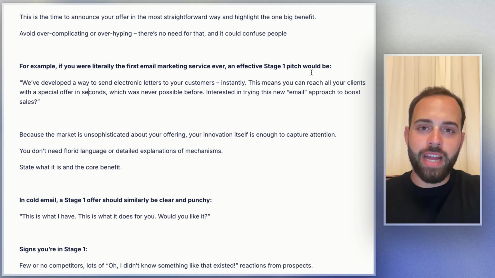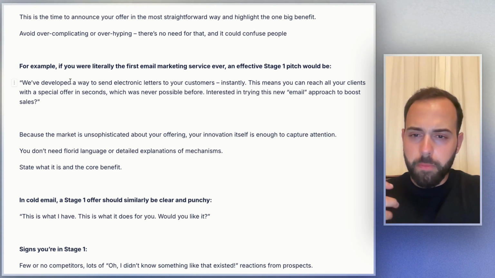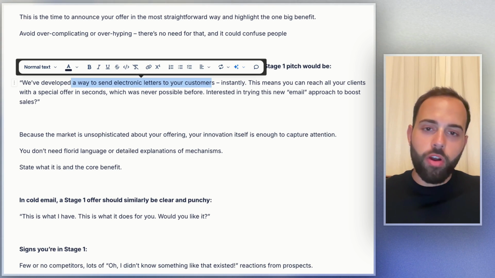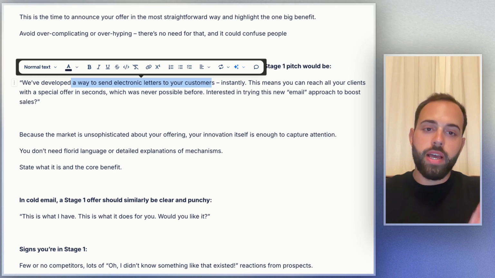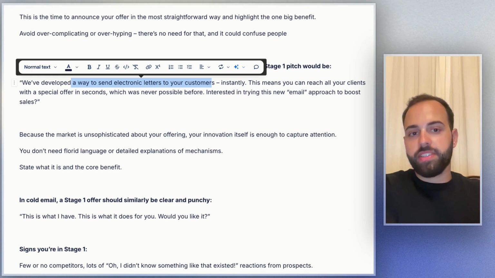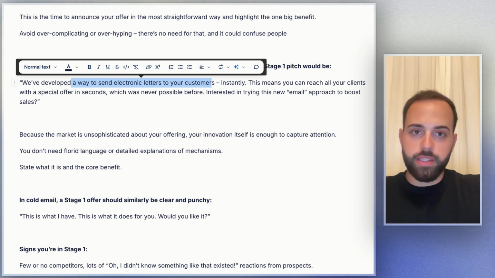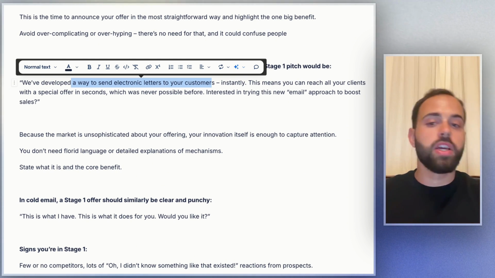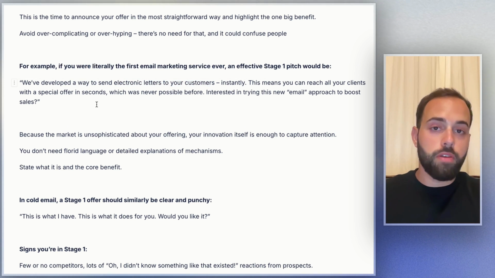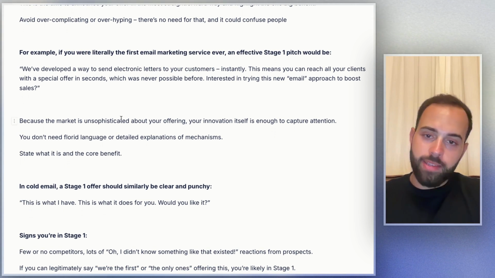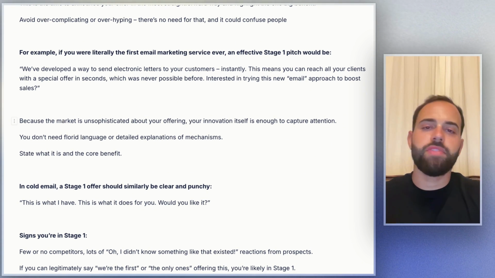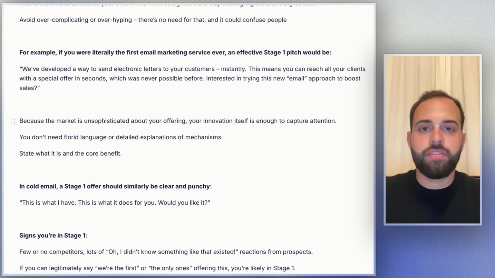If you send this to a business owner now, if you send this to a brand now, that we've developed a way to send electronic letters to your customers instantly, then they're obviously not going to respond to you and they're not going to be interested, because now email marketing is a much more sophisticated market. It could be a stage three sophistication market or a stage four. But if it was an unsophisticated market, so back when it was, then this is a pitch that could have worked at the time. And because the market is unsophisticated about your offering, your innovation itself is enough to capture the attention. So just by saying that we have this new way of sending electronic letters to your customers is enough to get those people interested.